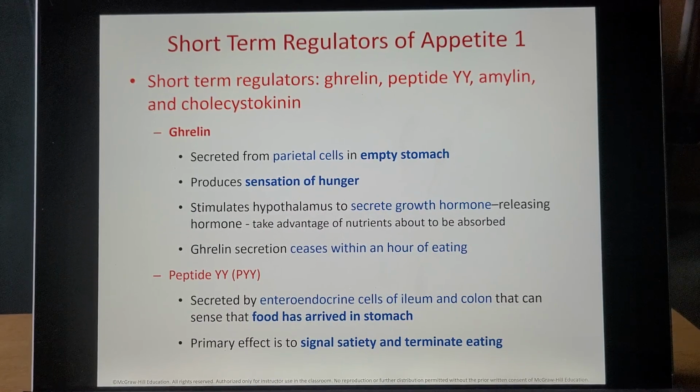Again, it takes a while for these to release their products. So that's why, if you scarf down your meal and you're like, man, I'm still hungry, it's because you still have that kind of time gap between, yes, you've actually eaten and your brain actually knows that.